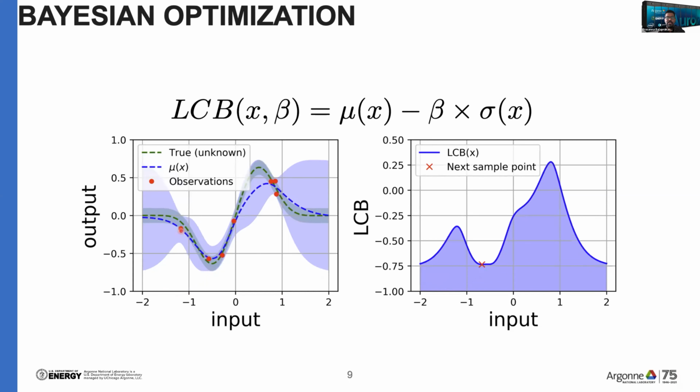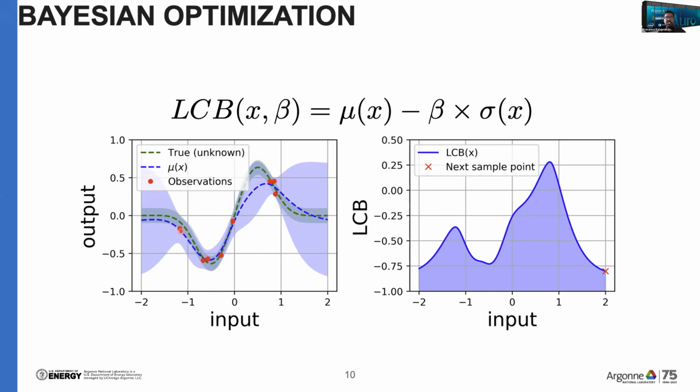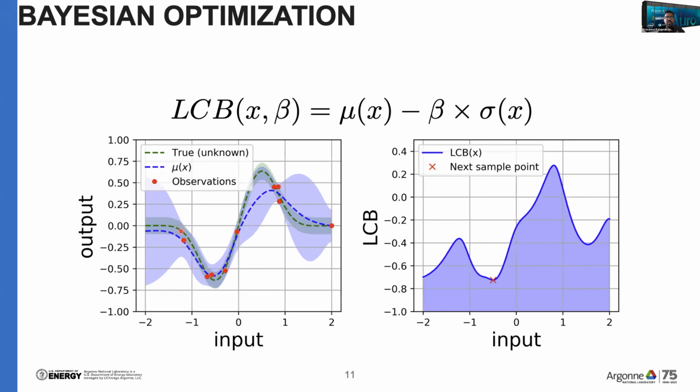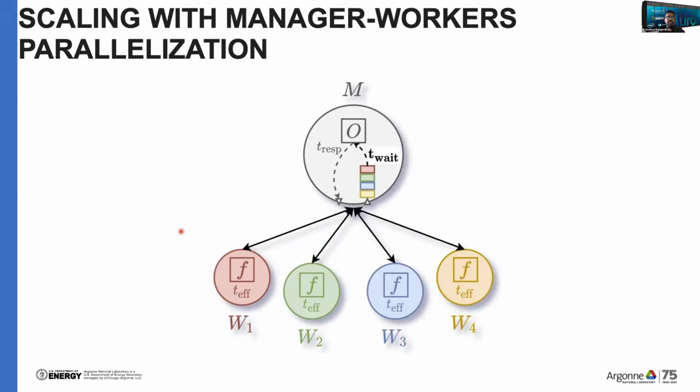So this process is repeated until the convergence. So as you can see, as you move forward, the LCB function value is used again and again to select the next point. Okay.